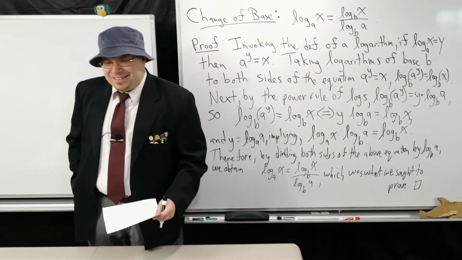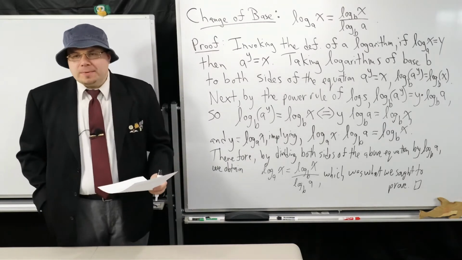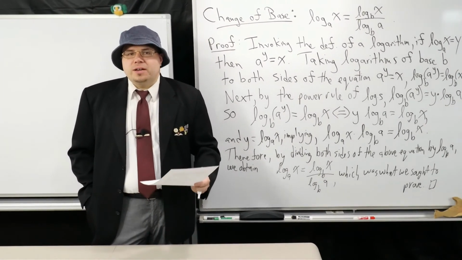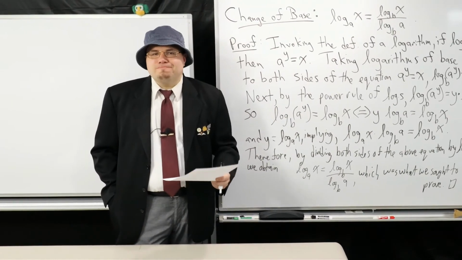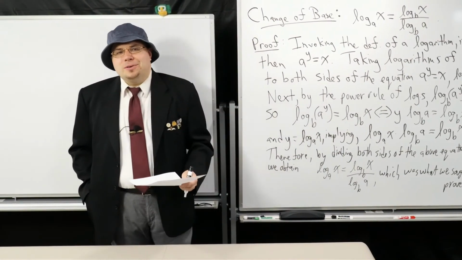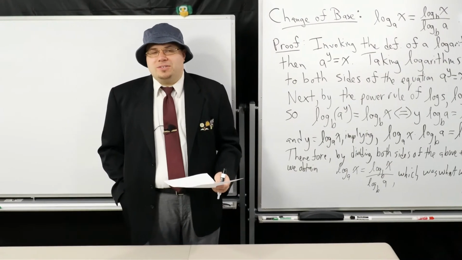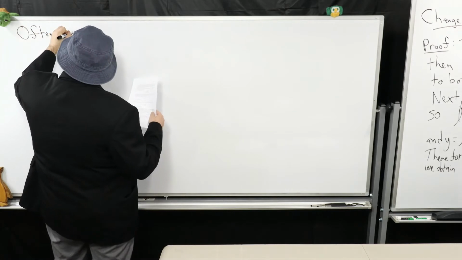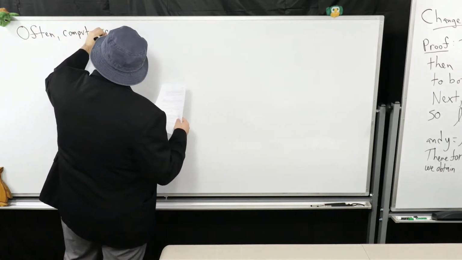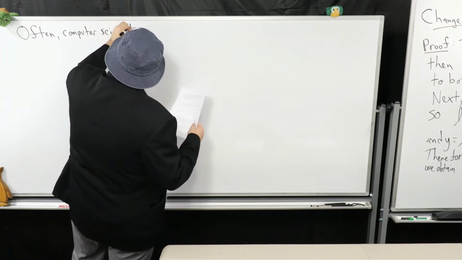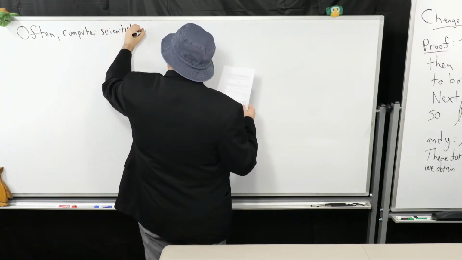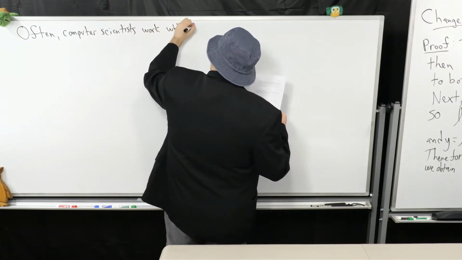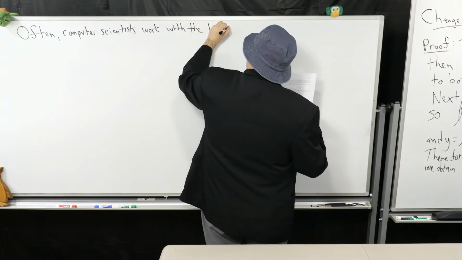So anyway, that's the proof for the change of base formula. And I want to show you how you can use this change of base formula to prove an interesting but nuanced idea about big O in terms of logarithmic terms based on the base of the logarithm. Often, computer scientists work with the binary logarithm.